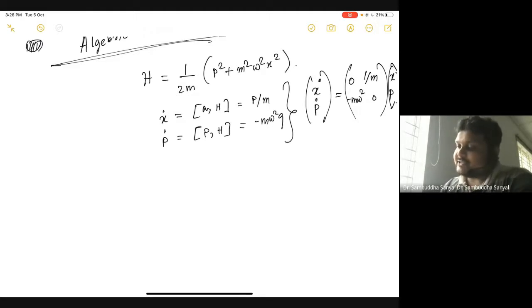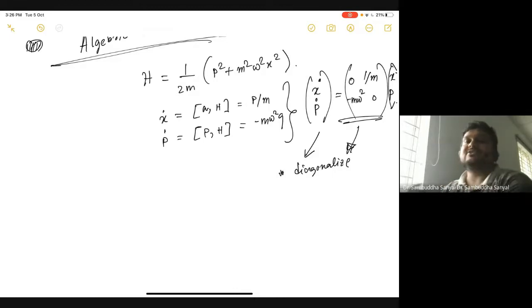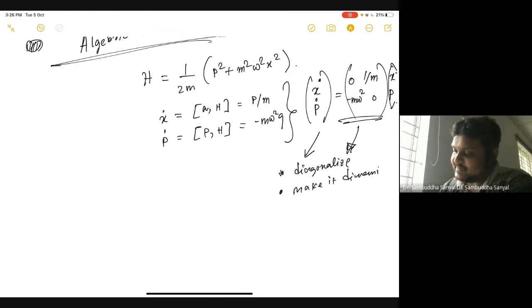Now how do you find a solution of this? To do that, you have to diagonalize this 2 by 2 matrix. That should be the strategy. Then you know a clear solution, and you can find the solution of simple first order equations. In order to do that, you also want to make it dimensionless. So this is exactly the same strategy as before.